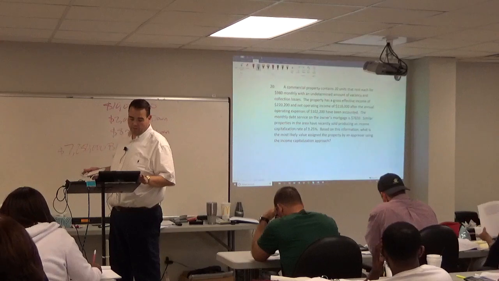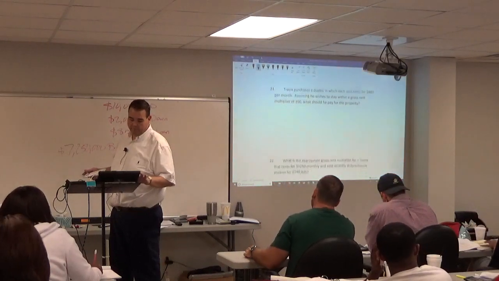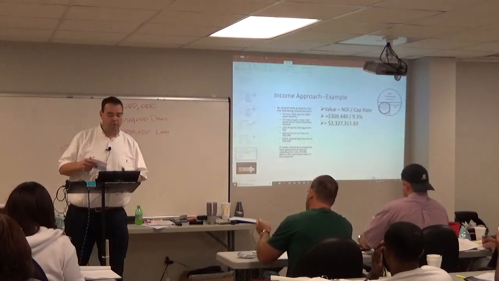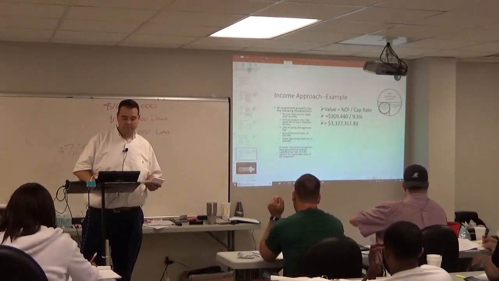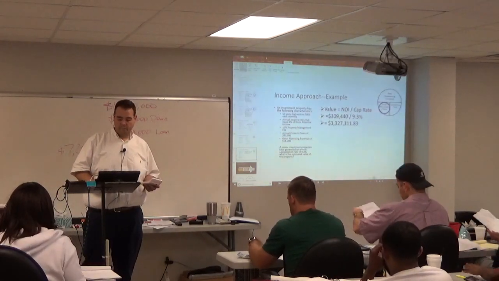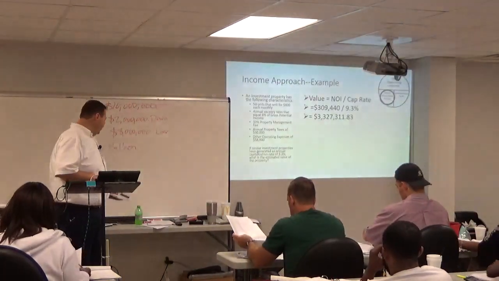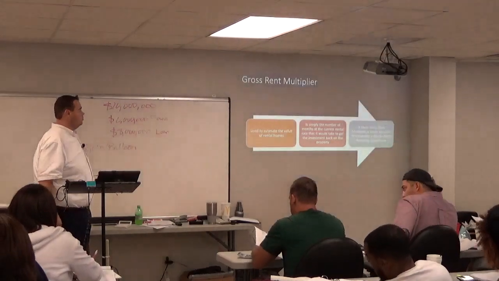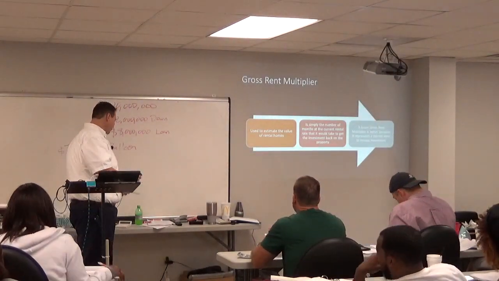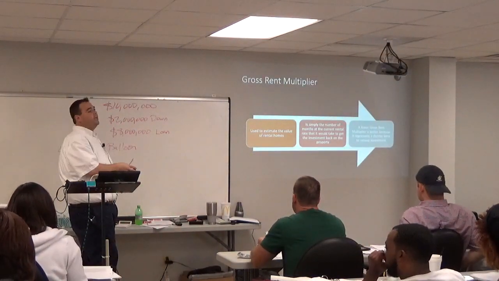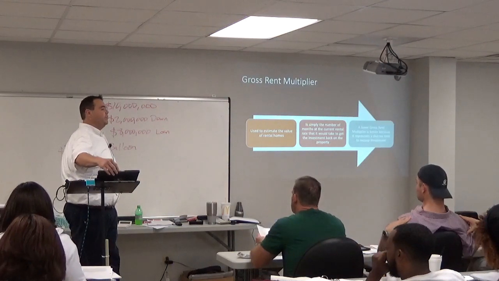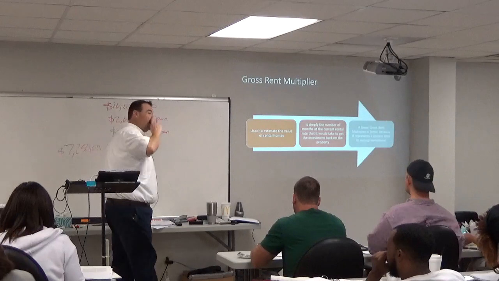Yep. Number 20. And the last thing we need to talk about in chapter 17, if you go back to your slides, the last thing we need to talk about in this chapter is something called a gross rent multiplier. This is not different than the income capitalization approach. It's just a takeoff of the income capitalization approach.